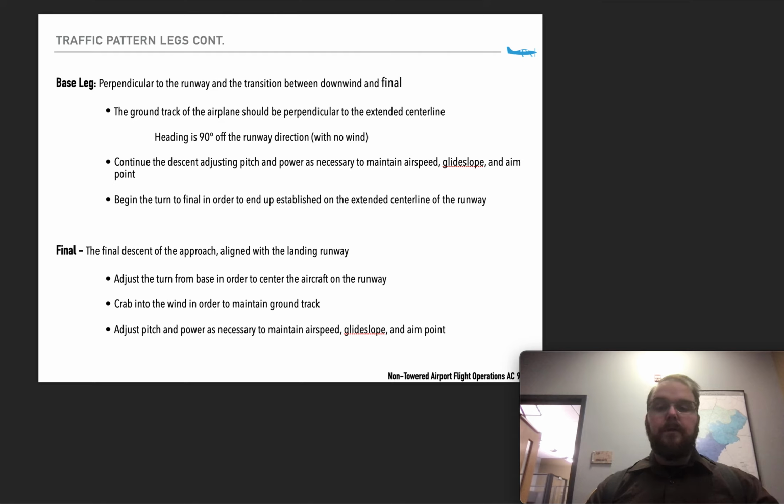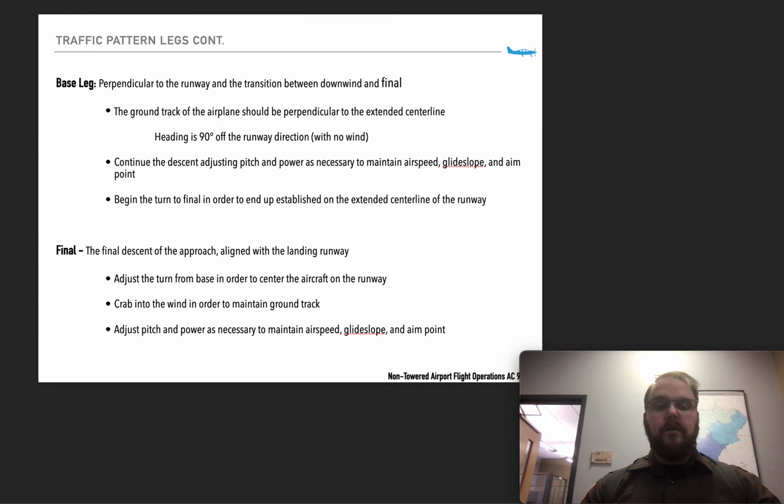Your base leg is perpendicular, like I said earlier, to the downwind and final, and this is where again you're going to start losing altitude. You're going to try to maintain your ground track by crabbing into the wind if necessary, and you're going to continue your descent, maintaining airspeed, glide slope, and your aiming point. And you begin to turn on final in order to end up established on the center line of the runway.